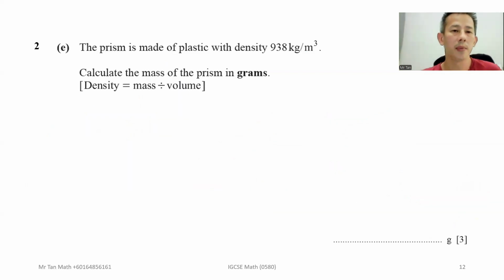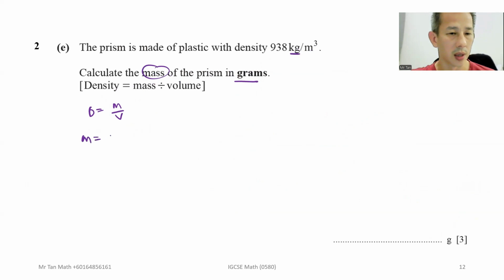The prism is made of plastic with density of 938 kg per meter cube. Then calculate the mass of the prism in grams. We have grams and kg. Density is mass over volume. So density is equal to mass over volume. Therefore, you want to calculate the mass. Mass is equal to density times volume.